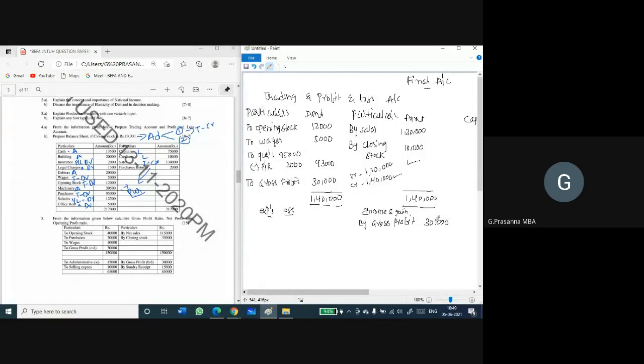Okay, now we will check in the question, is there any entry related with the profit and loss account? Insurance. Okay, insurance is related with the profit and loss account. So I will be taking here to insurance.